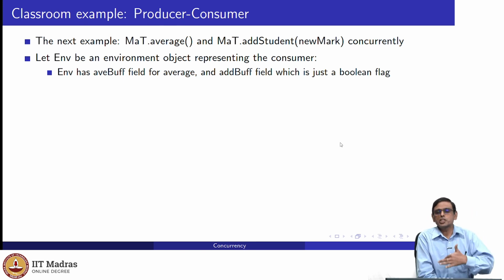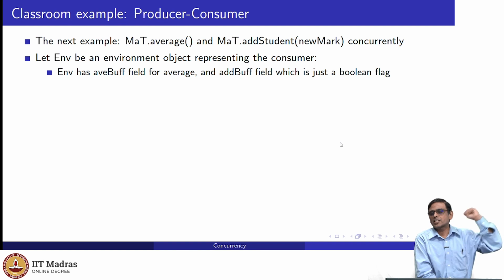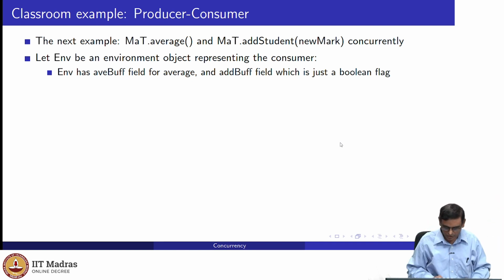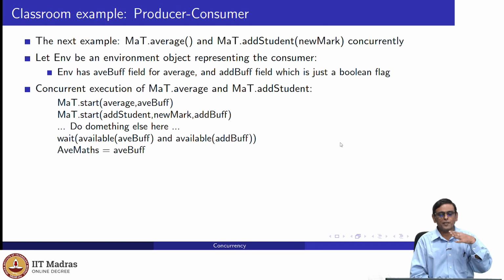And when add student finishes its work, what it does is set the boolean flag. That's all it does. Okay. So add buffer is just a boolean flag. There's no result, but it needs this flag simply to know that it's finished. So the concurrent execution says start average, passing it average buffer, and for add student you have to pass it its parameter, which is new mark, and also pass this add buffer.